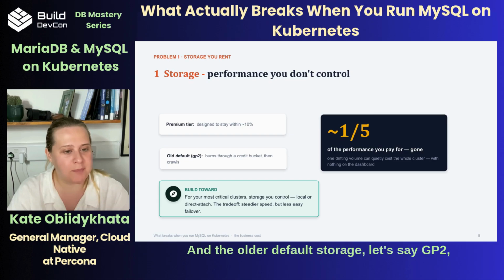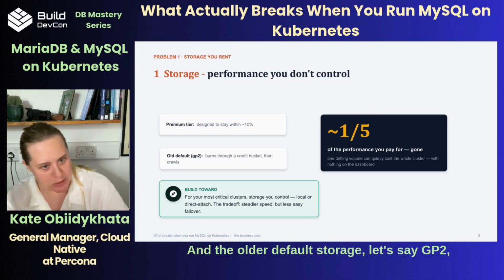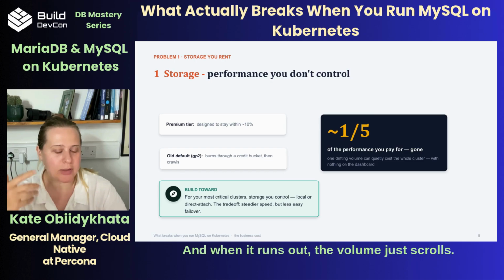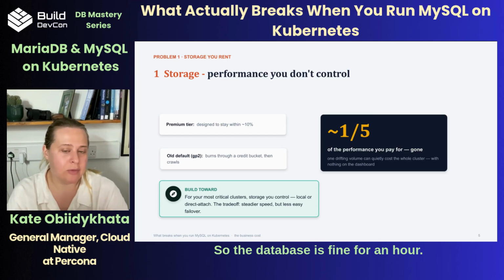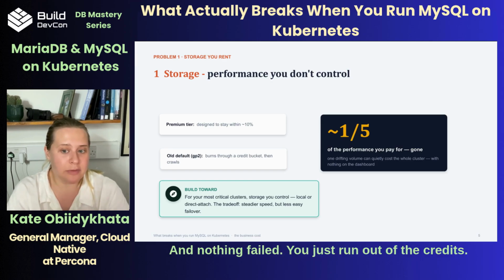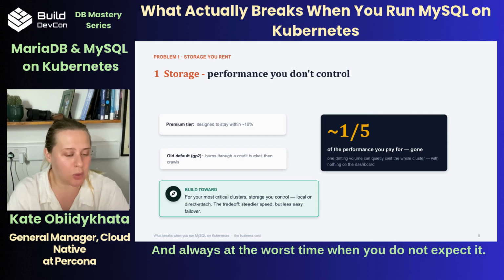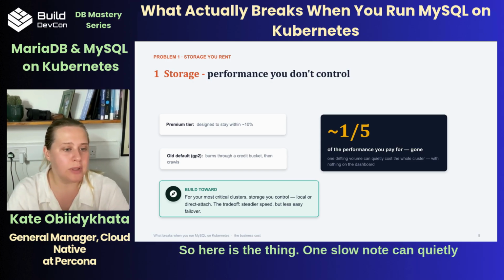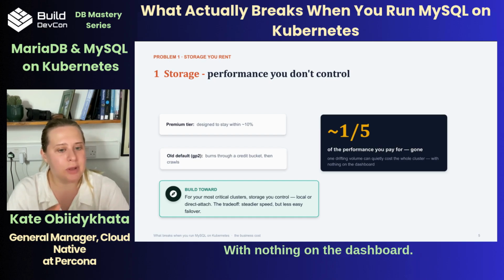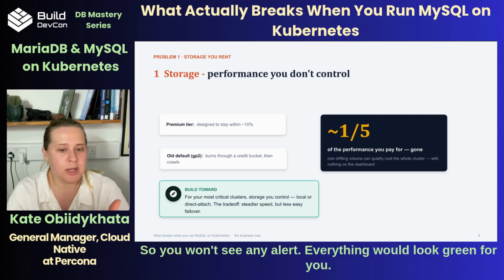An even more common version: the older default storage, let's say gp2, gives you a bucket of fast performance, and when it runs out, the volume just crawls. So the database is fine for an hour, then suddenly it hangs, and nothing failed. You just ran out of credits, and always at the worst time, when you do not expect it. So here is the thing: one slow node can quietly cost you a fifth of the performance you're paying for, with nothing on the dashboard. You won't see any alert.